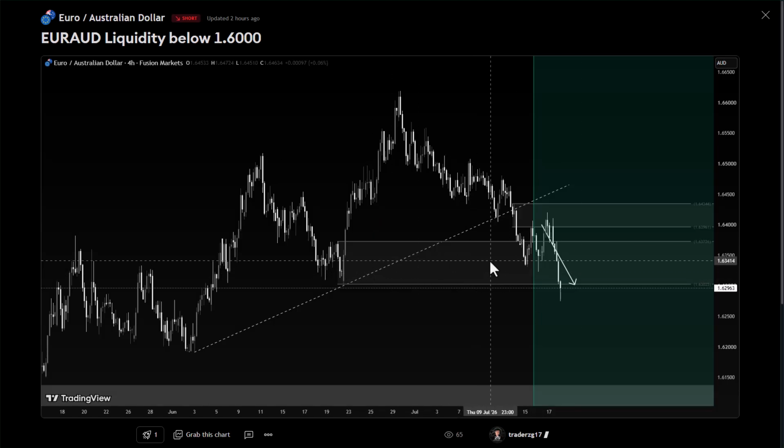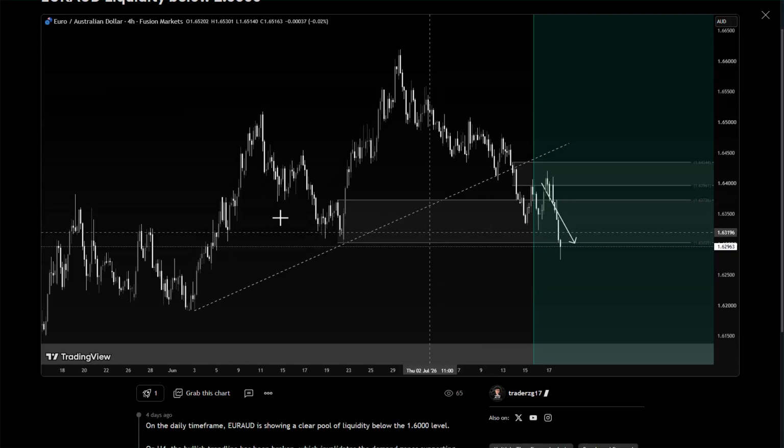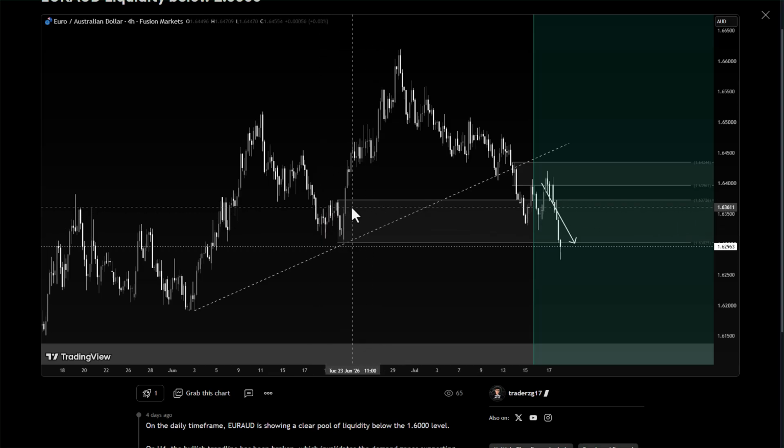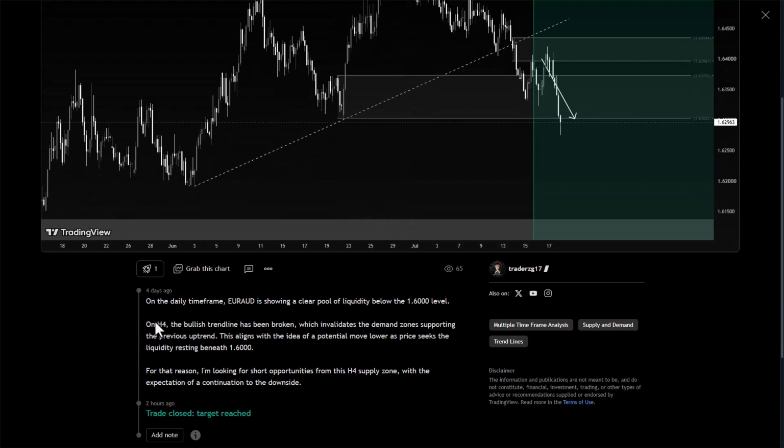The main idea of this setup was to remove this zone. All right, I'm out of the trade, and that's what I'm explaining here. On the H4, the bullish trend line has been broken, which invalidates the demand zone supporting the previous uptrend. This aligns with the idea of a potential move lower as price seeks the liquidity resting beneath this price.